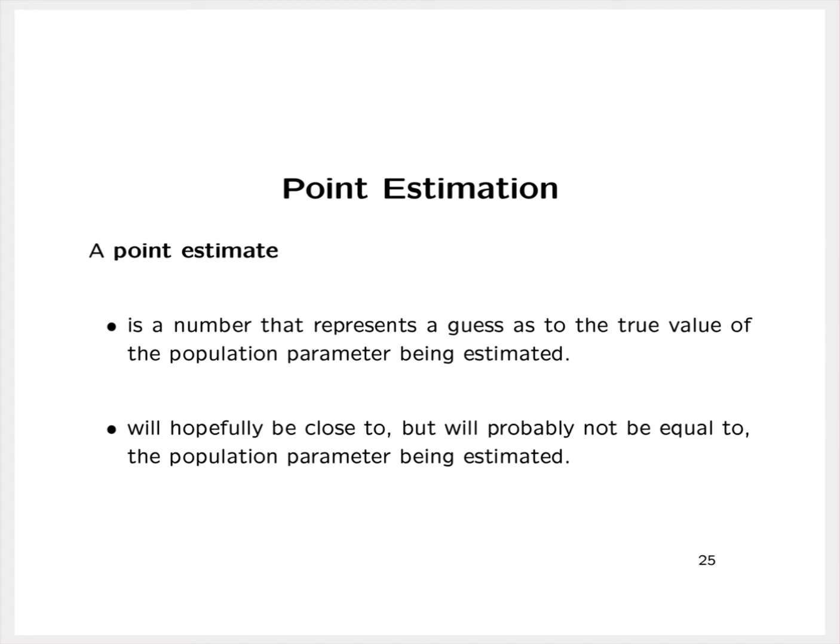So a point estimate is a number that represents a guess as to the true value of the population parameter being estimated. Not only is it a guess, but we can say that it's a data-based guess. It's an informed guess based on the data that we've obtained from the population about which we want to make inferences. Now, we hope that the point estimate will be close to, but we know that it will probably not be exactly equal to the population parameter being estimated.